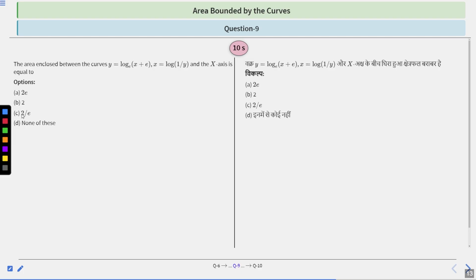Again, the hint for this question is that we will try to draw the graph of these curves, or we can find the points of intersection of these curves. Then we will see from which interval to which interval we have to integrate. This will be done after finding the points of intersection or the graph of the curves. In this way, you can try to approach this question. You have 10 seconds to solve or think about this question. After 10 seconds, we will discuss the solution.